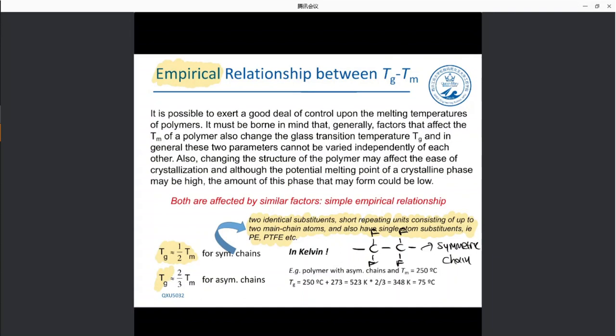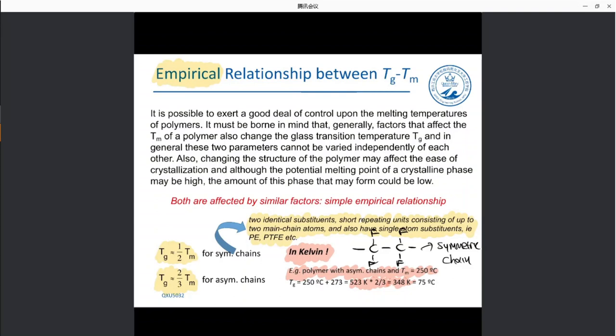While for a polymer with asymmetric chains, the glass transition is 2/3 of the melting point, but very, very important: these calculations should only take place in Kelvin, okay? In this example, a polymer with asymmetric chains has a melting point of 250 Celsius. We transform the 250 degrees Celsius into Kelvin, and then multiply by 2/3 in order to find the glass transition. I repeat, this is an empirical relationship.